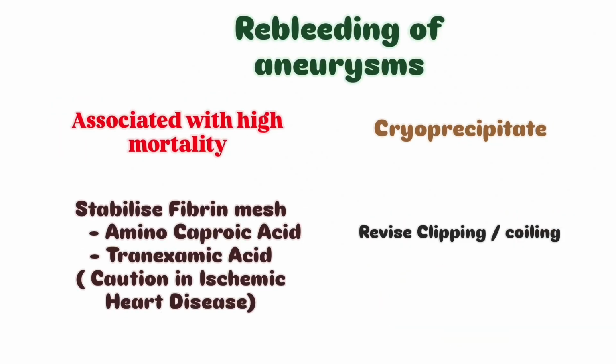Now, an important cause of high mortality in patients of subarachnoid hemorrhage is the rebleeding of aneurysms. So, of course, we have to either revise the clipping or the coiling procedure, but before clipping and coiling, the fibrin mesh has to be stabilized through aminocaproic acid and tranexamic acid. However, caution has to be exercised in patients of ischemic heart disease as it can lead to clotting. Then cryoprecipitate has to be given.